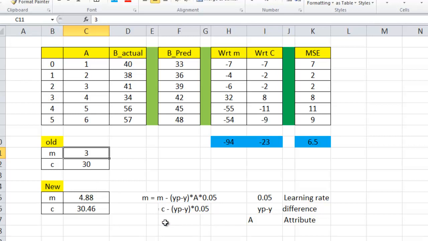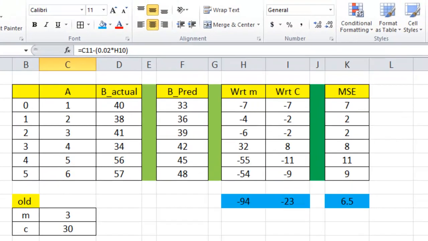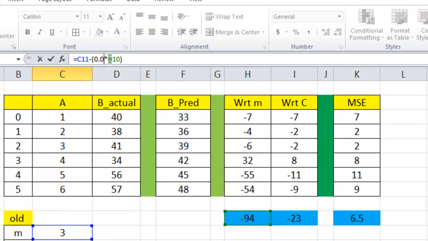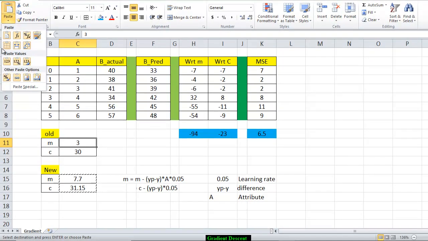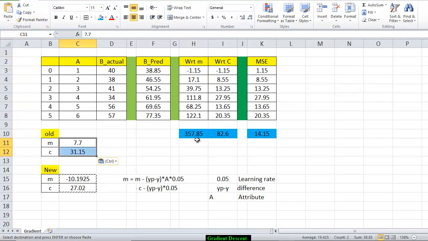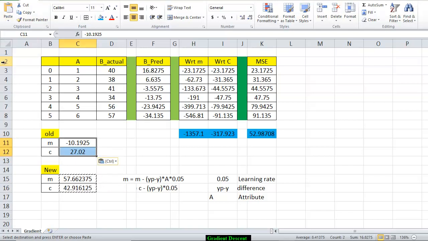Now, by applying these two formulas, we are arriving at the new m. I'll show the formula. Yes, these are the new values. I'm copy pasting here to check what the actual value is now. Again, whatever we get, we have to copy and paste it here as the values.